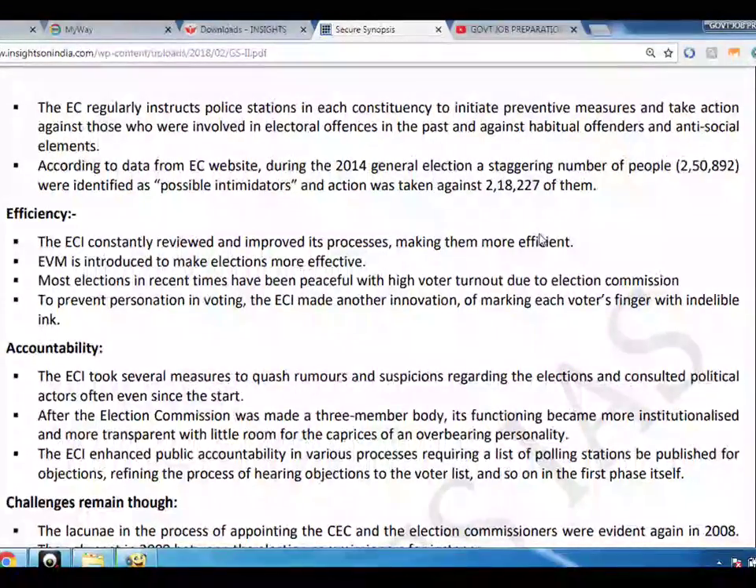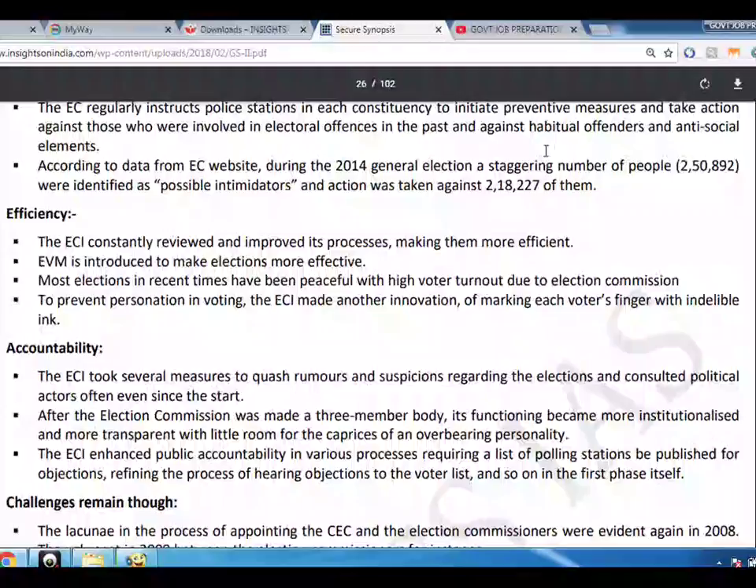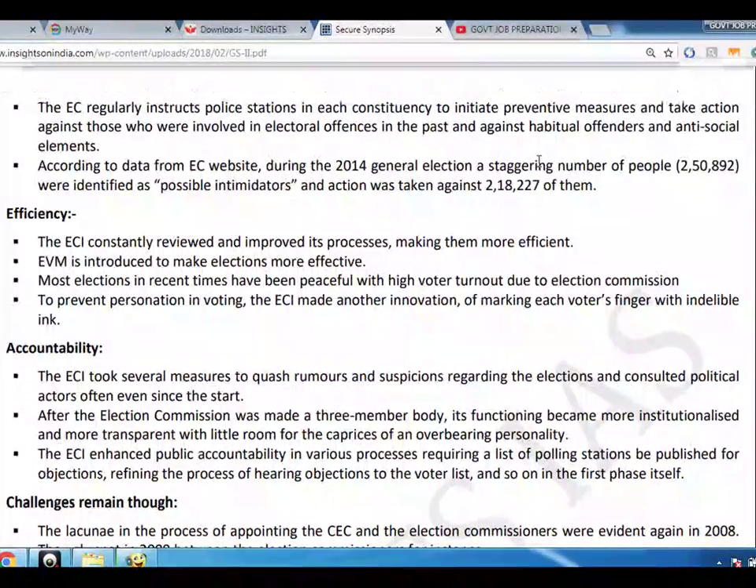The EC regularly instructs police stations in each constituency to initiate preventive measures and take action against those who were involved in electoral offenses in the past and against habitual offenders and antisocial elements. According to data from the EC website, during the 2014 general election, a staggering 5,892 people were identified as possible intimidators and action was taken against 18,227 of them.